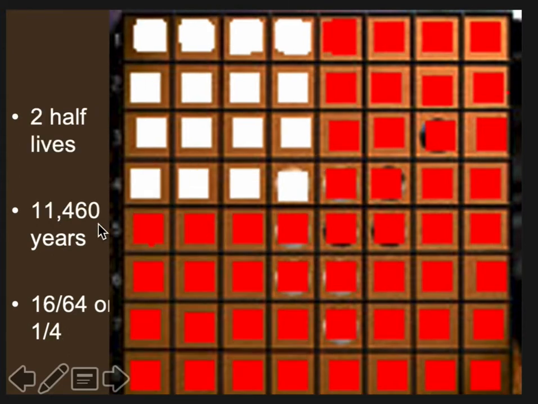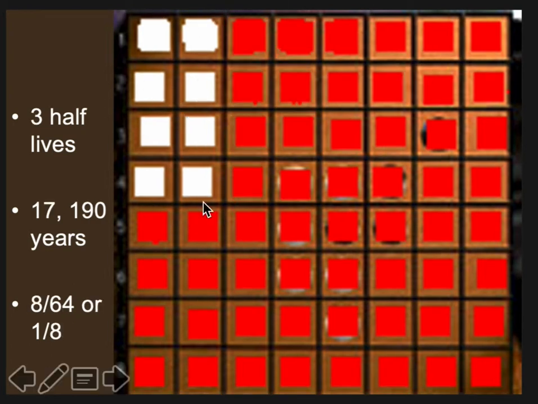After another half-life, 11,460 years, you're going to have half of what remains, right? So half of 32 is 16. That would be 1/4 of the original amount. Another half-life, you could guess, you would take half of what's remaining there. You would essentially have 1/8 of the original amount. That would be 17,000 years.